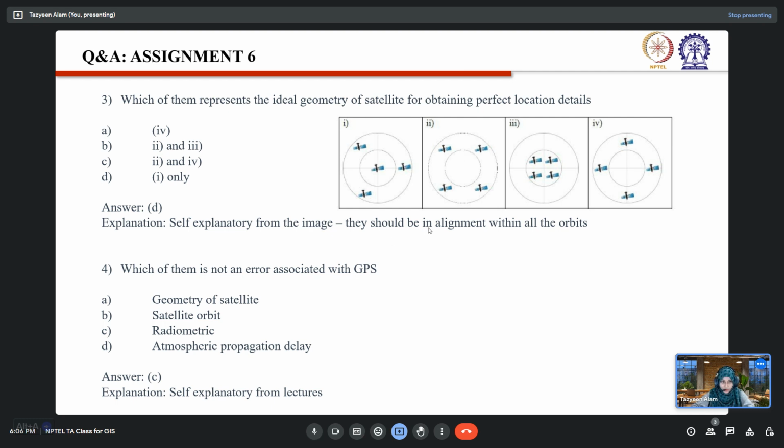Question number 4. Which of them is not an error associated with GPS? Geometry of satellite orbit, radiometric, atmospheric propagation delay.